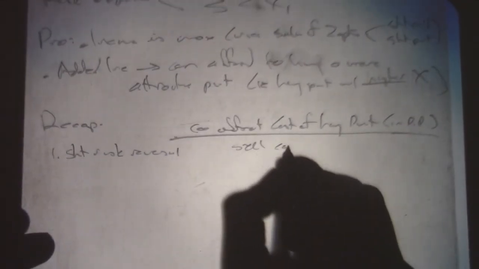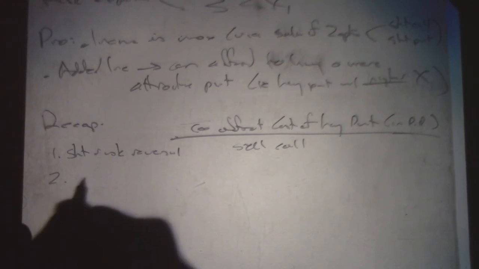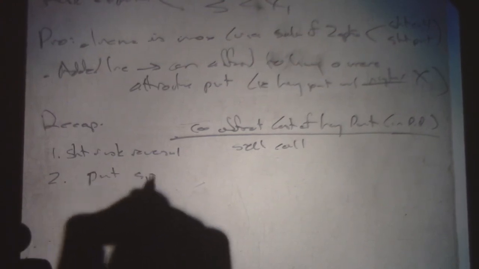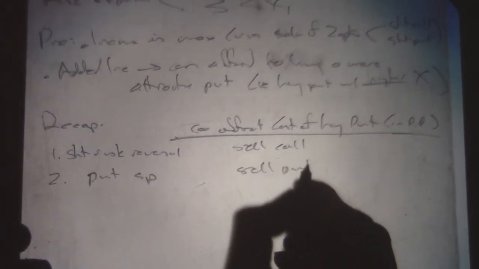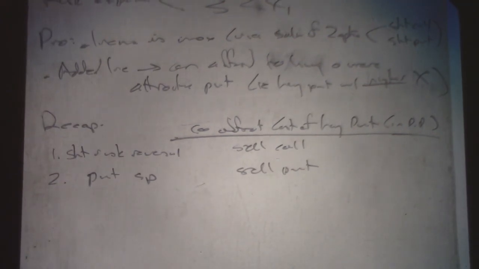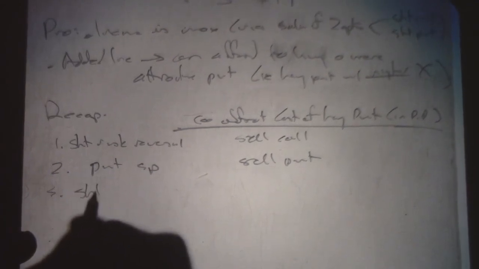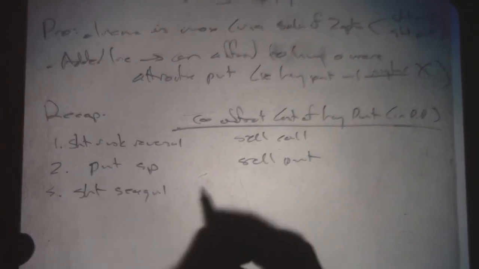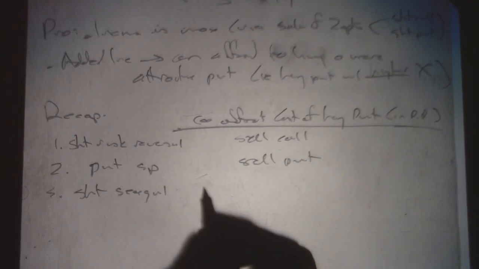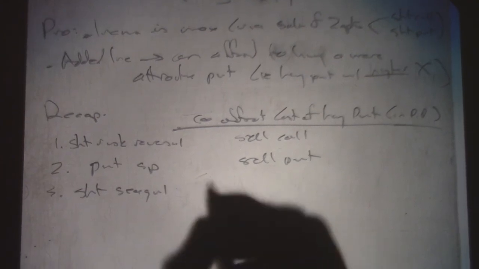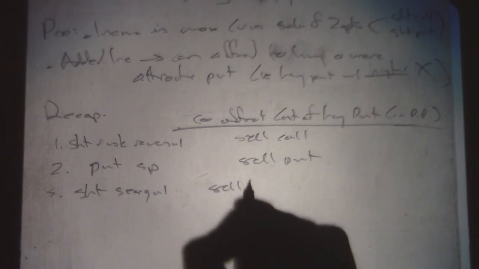In the protective put position, what did the short risk reversal do? Sell call. What did the put spread do? They said sell a put. And what does the short seagull do? Sell both. Sell both. And that's where it's coming from.